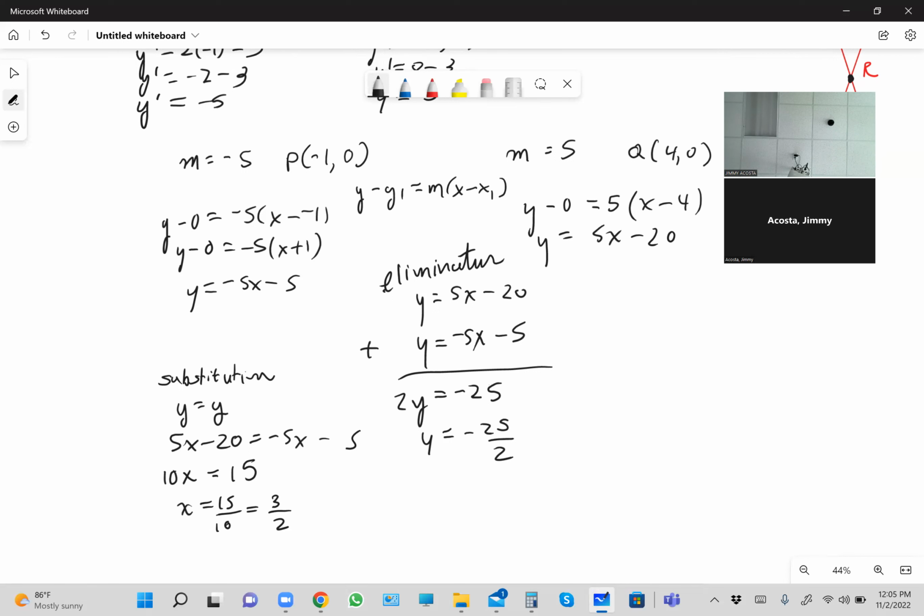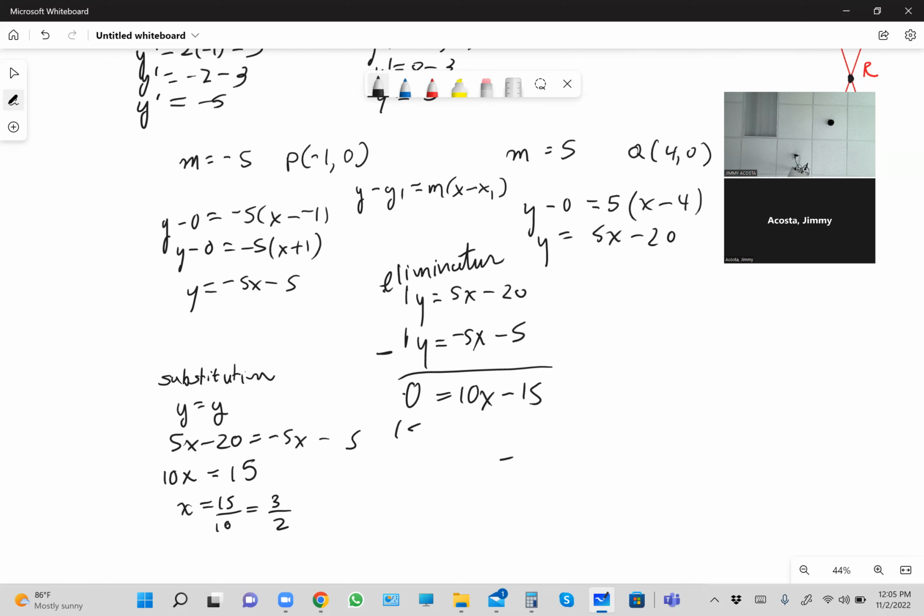But the other one we solve for x. So let me show you how to solve for x instead. We're going to subtract then. You are going to get 25 over 2, right? But let's say I minus y, 1y minus 1y, that's 0. 5x minus negative 5x, that's 10x. And negative 20 minus negative 5 is negative 15.